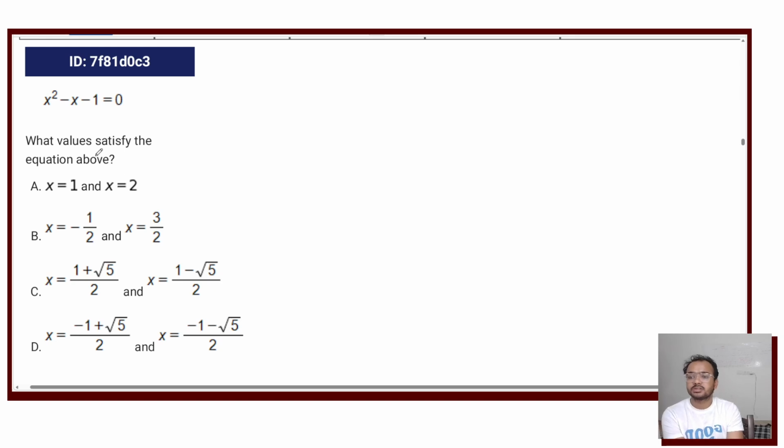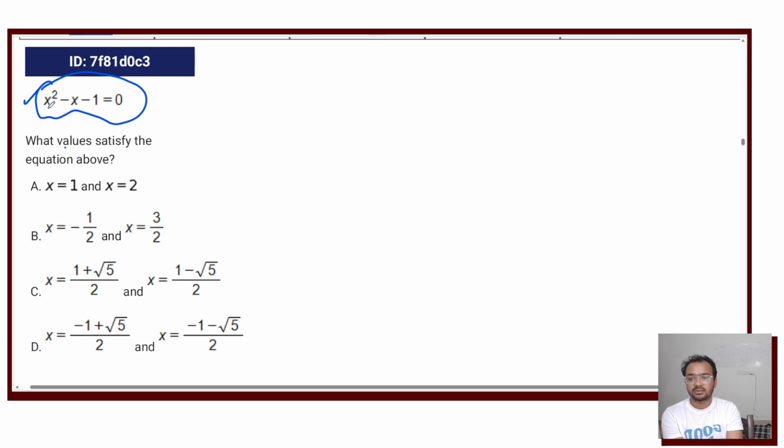Okay, so now we are given this quadratic x square minus x minus 1. What values satisfy the equation above? So we can see that the options that were given, we have radicals, we have whole numbers, fractions. So let's try A if that works or not.